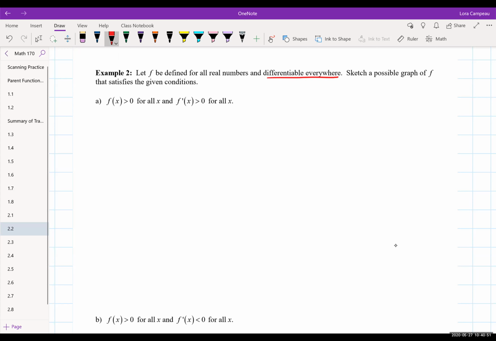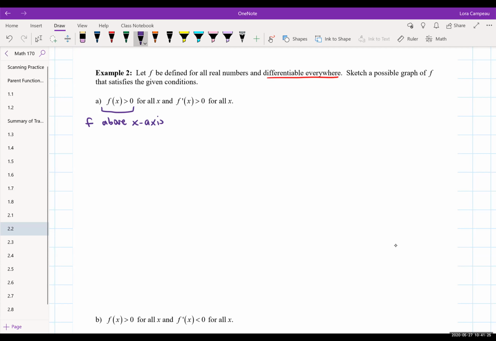The other thing I want to play with is reading my notation. I am reading f of x is greater than 0. What I'd have to say is the function itself, so f should be above the x-axis, positive y values, and it should never touch or fall below the x-axis based on that statement.